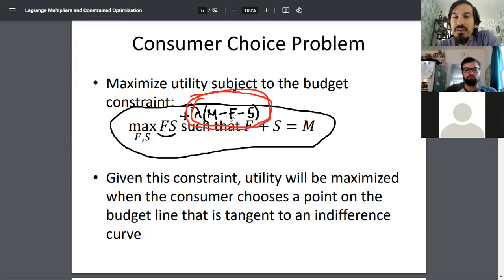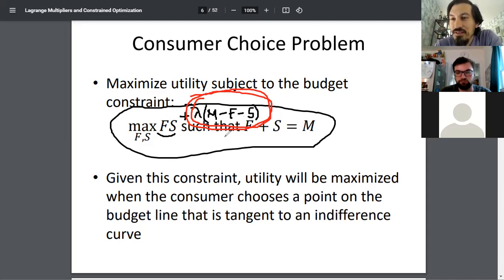You might even think, how could it possibly matter whether I include that or not? Because it's always equal to 0, because m is always equal to f plus s. So m minus f minus s is always equal to 0. So I'm just taking f times s plus something which is equal to 0. Who cares about it? Well, it will change the first order conditions, won't it? And that's exactly the point.